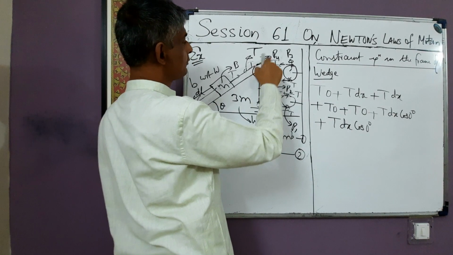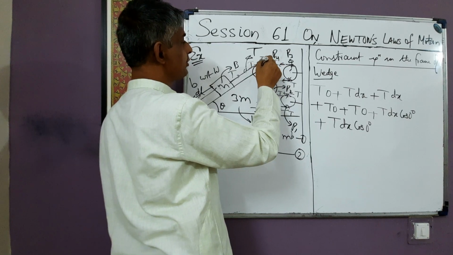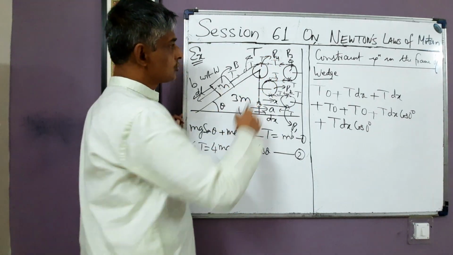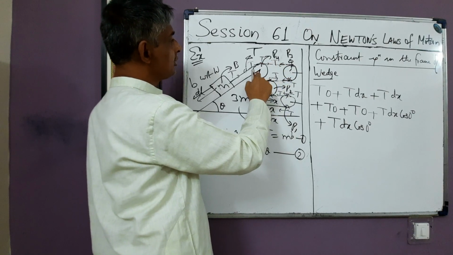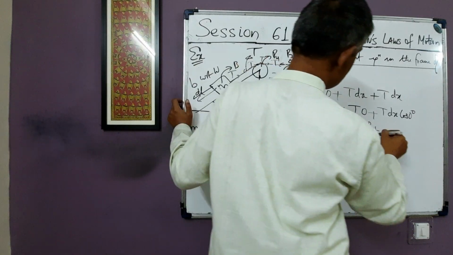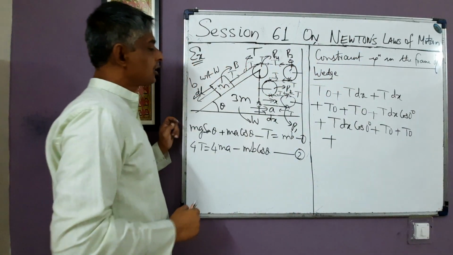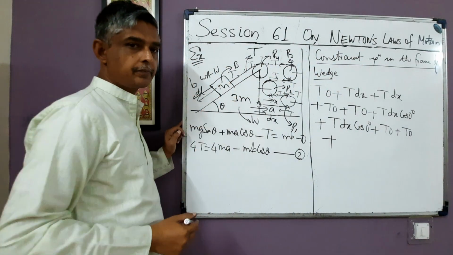Now this string exerts a force on P4 at effectively 2 points, this point and this point. And with respect to the wedge, these 2 points are fixed. So the work done by the string on this pulley P4 at these 2 points is T into 0 plus T into 0. Alright, fine. Now we are left with only 1 point.